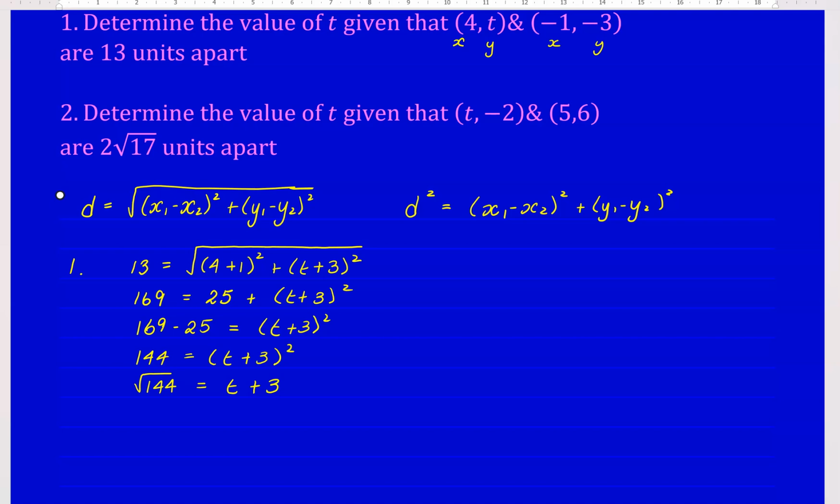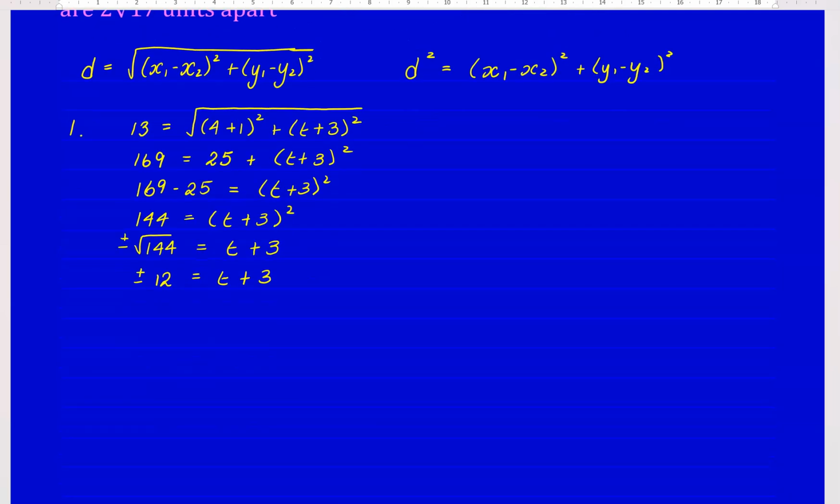Remember, when we do square root an answer, it's not just the positive, but we can also have a minus value as well, because the square root of 144 is plus or minus 12. Because minus 12 times minus 12 is 144, as is positive 12. So we now keep going. This is giving us two answers. It's saying that 12 can equal t plus 3, but we've also got that minus 12 can equal t plus 3.